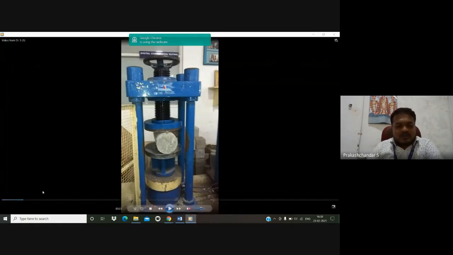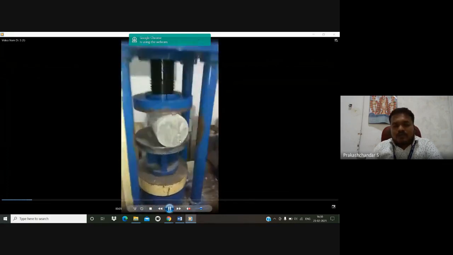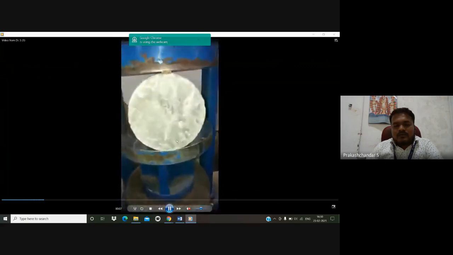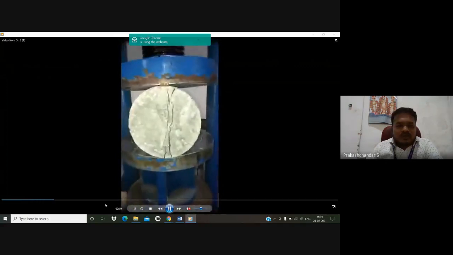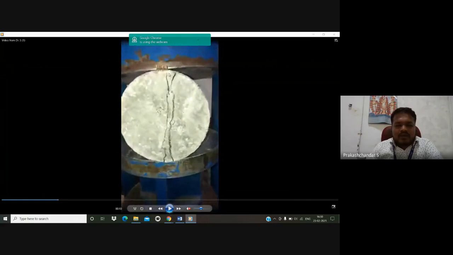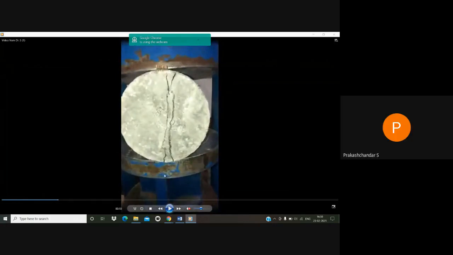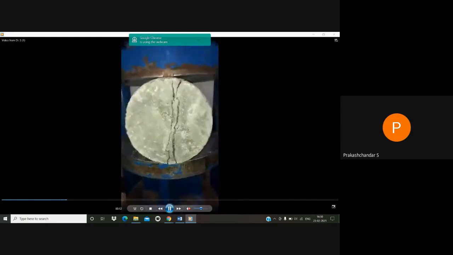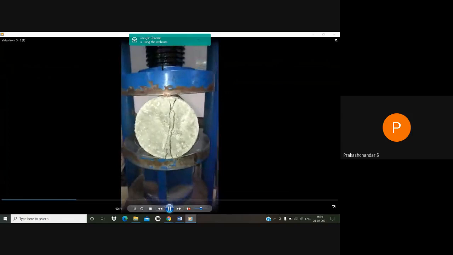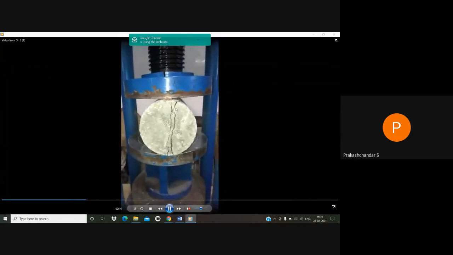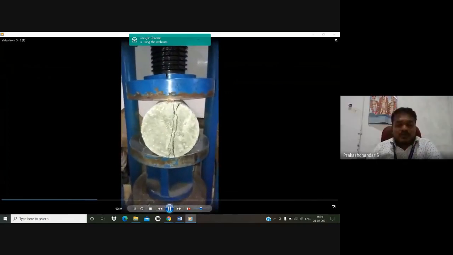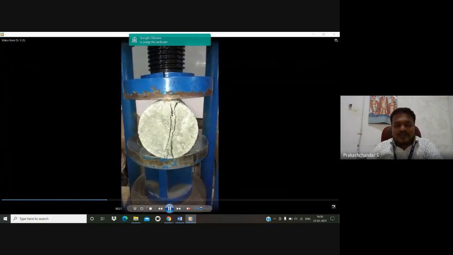Okay. The next video is for splitting tensile strength. Here a 150 mm by 300 mm height cylindrical specimen is used, and you can see some wooden strips kept at the top as well as the bottom of the specimen during the time of testing. Then the load is applied diametrically until splitting happens to the specimen. Splitting of the specimen should occur.